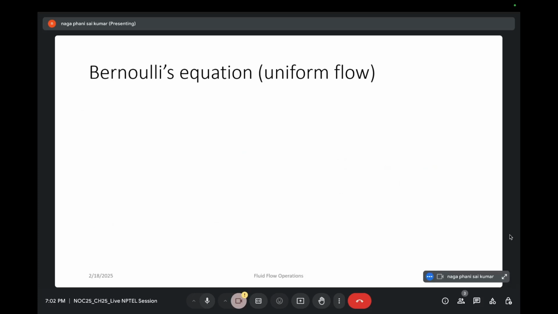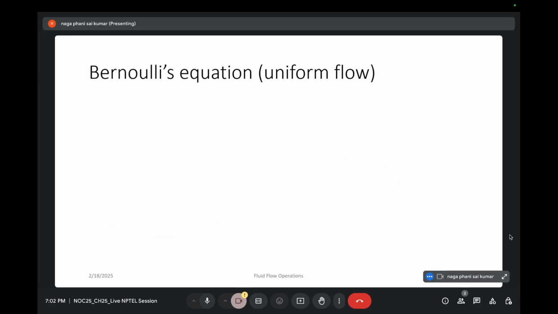So Daniel Bernoulli, he's a Swiss mathematician and a physicist. He was the one who formulated this equation, so that is why it is named the Bernoulli equation. Bernoulli's equation basically states that the sum of all the energies is constant.